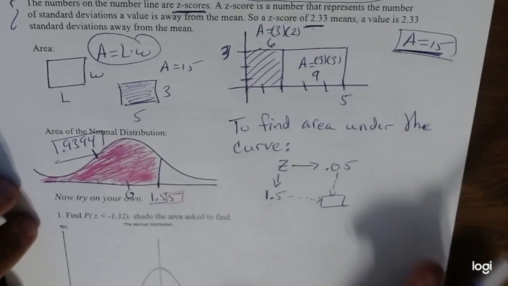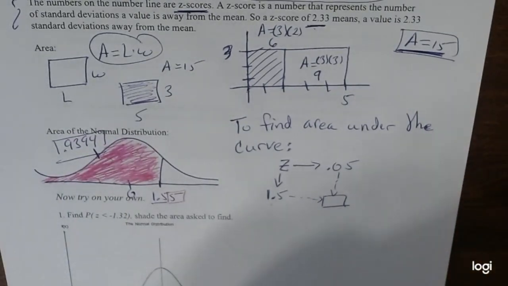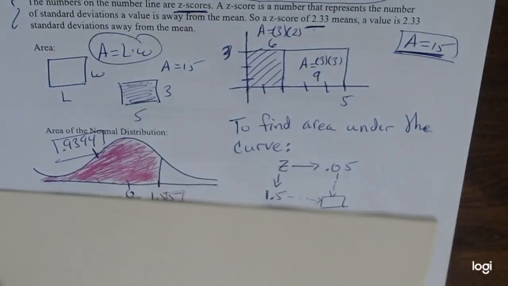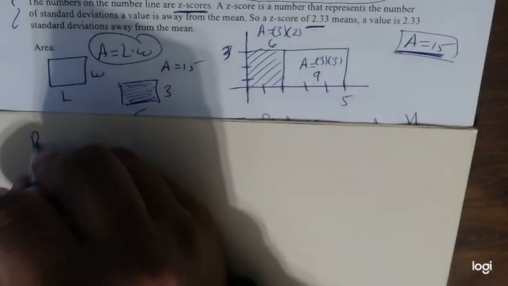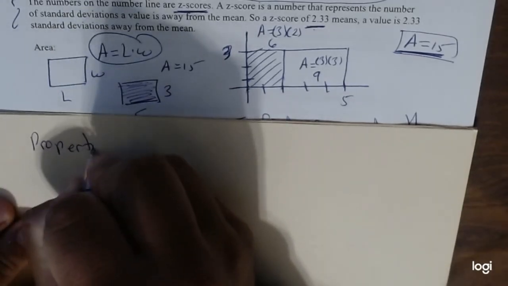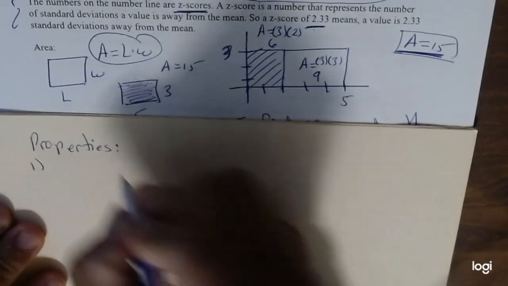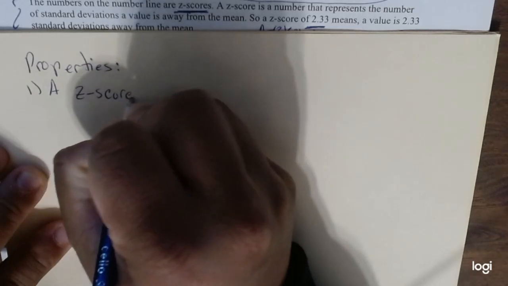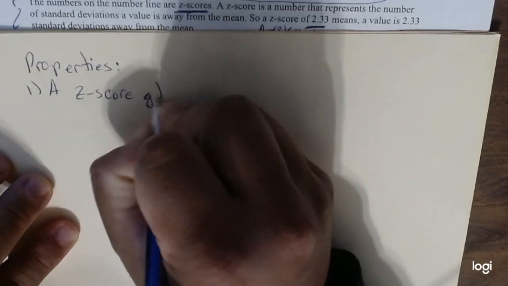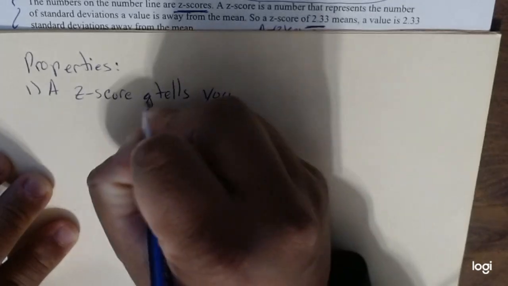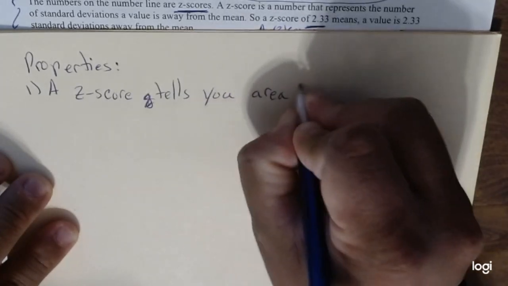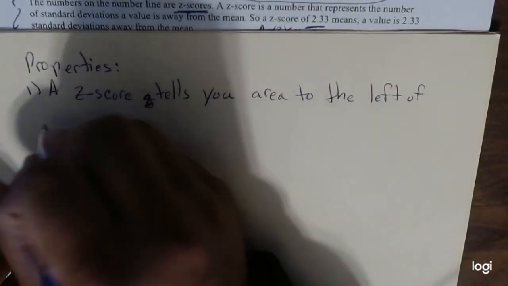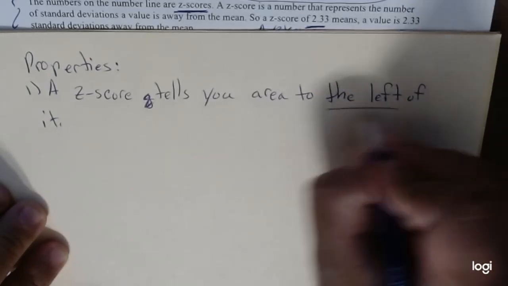Now there's a couple of things we also may talk about. I don't have more space here, so I'm going to put them on this other sheet of paper: a couple of properties from the z-score formula. Properties. The first property is that a z-score tells you the area to the left of it. Always, always, always to the left.